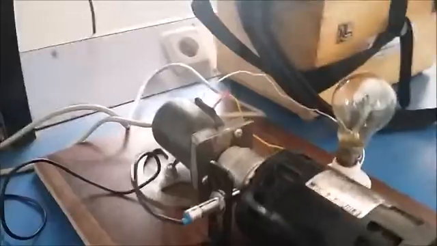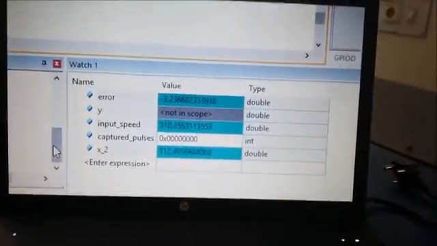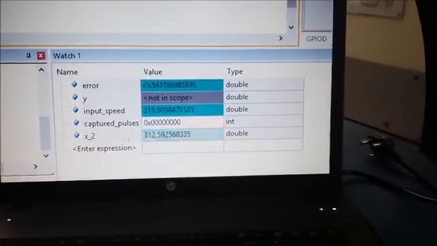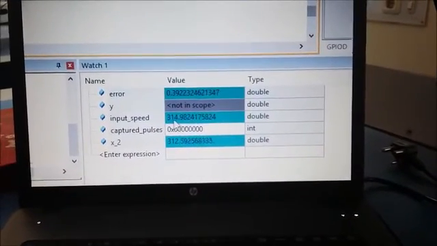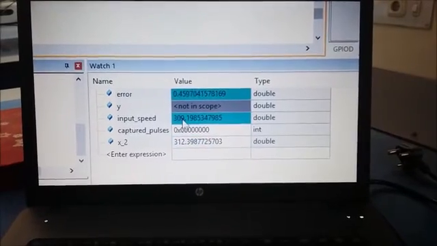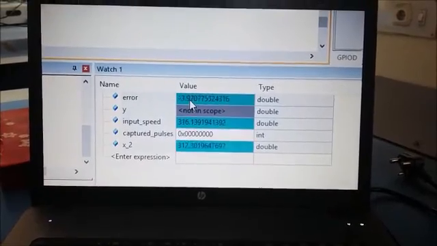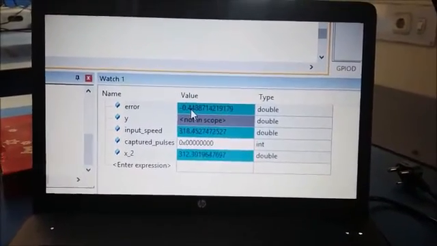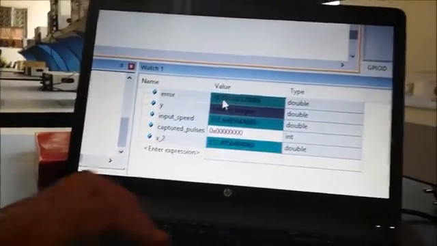Here you can see that the induction motor is running at the input speed fed by the microcontroller. At present the speed is about 300 RPM. Here x_2 is the feedback speed which is being measured by the proximity sensor, and this is the input speed which is set by the analog knob, and the difference is the error signal which you can see here. The tolerance of the error signal is about 5 RPM. That is, whenever the error increases beyond 5 RPM, it will generate an actuating signal.